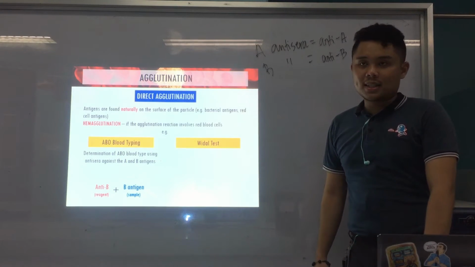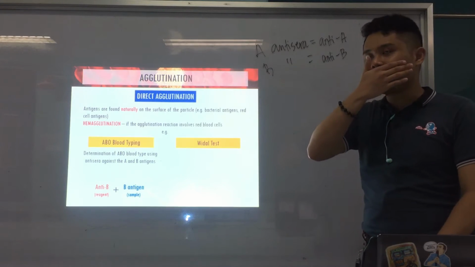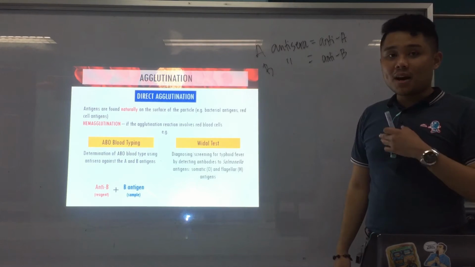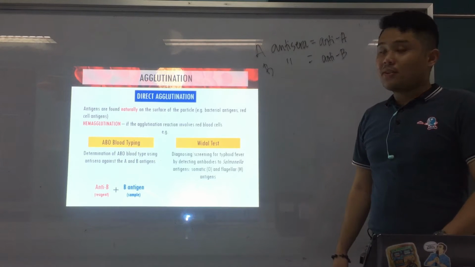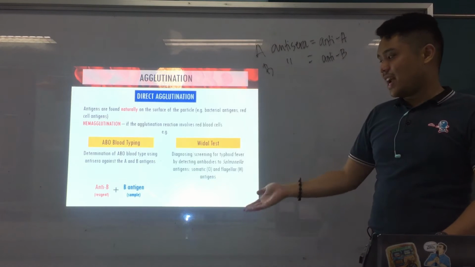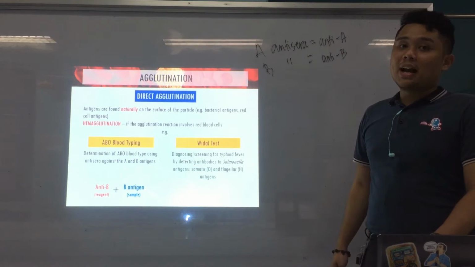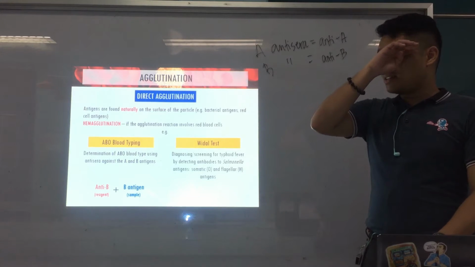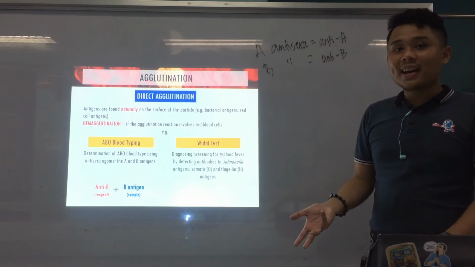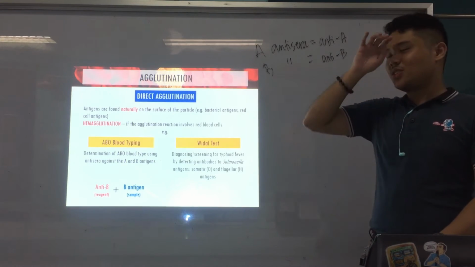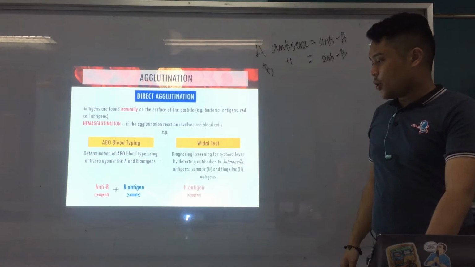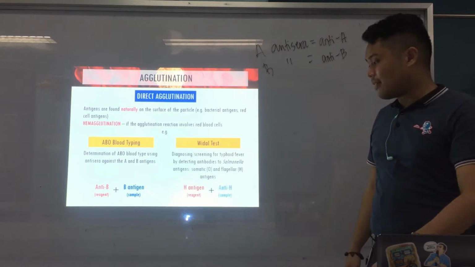Another example is the Widal test. Again, we will discuss this in salmonella serology. It is an agglutination test for the diagnosis or detection of antibodies to salmonella, which causes typhoid fever. You detect antibodies against the somatic O and flagellar H antigens of salmonella. In our bacteriology class, I discussed with my classes the somatic O, capsular K, and flagellar H. We'll learn the meanings later when we go to salmonella serology. You detect antibodies in the sample.